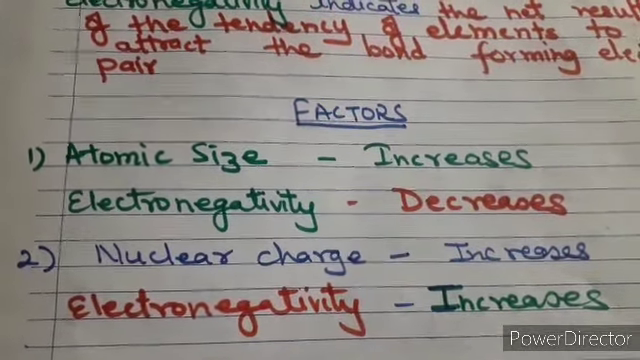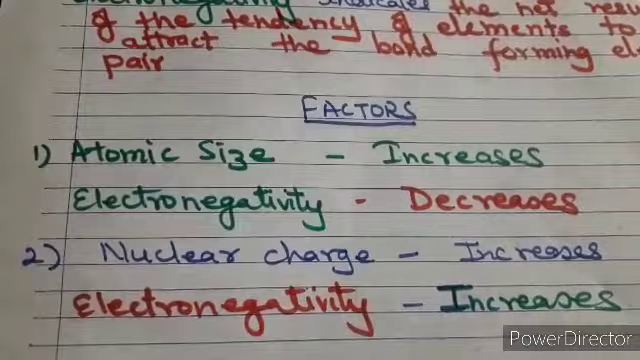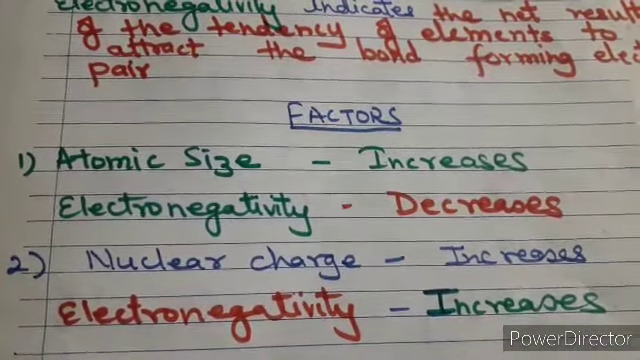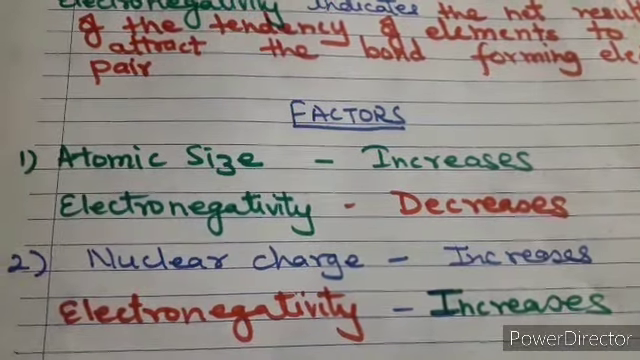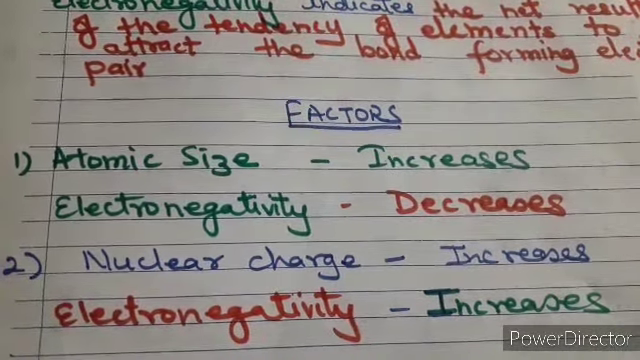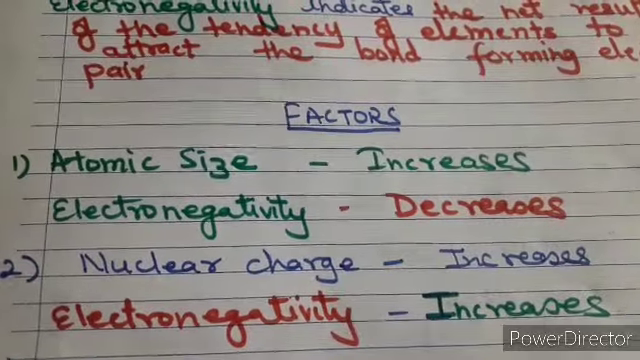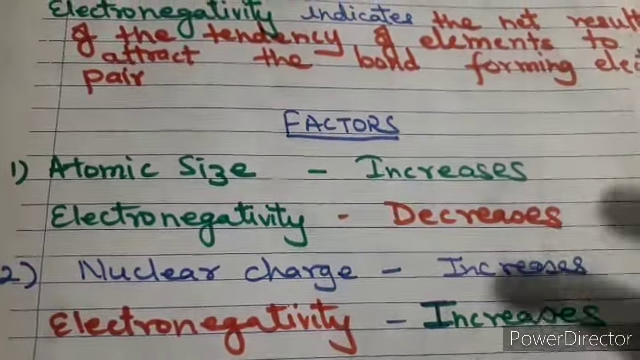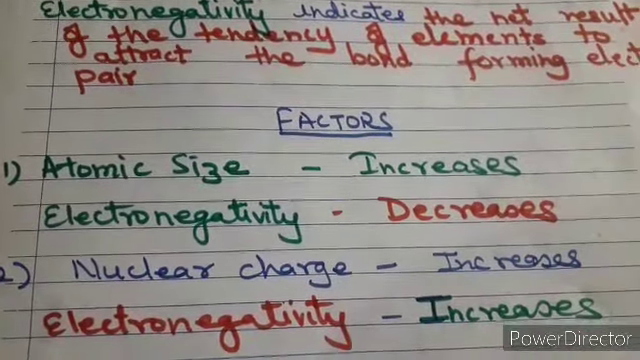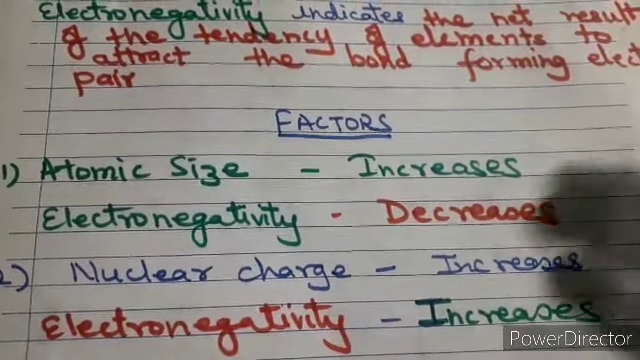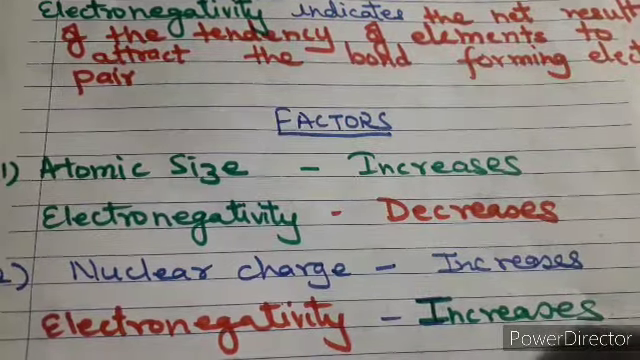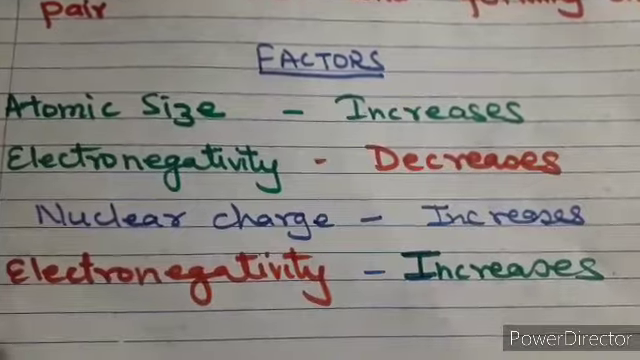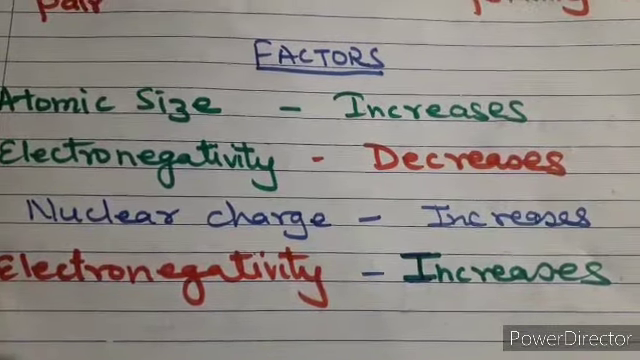Are you getting my point? When nuclear charge increases, there will be a greater tendency to accept electrons by the particular atom. And electronegativity is that only: the particular atom attracts the electrons towards itself and accepts them. So nuclear charge increases, electronegativity increases.